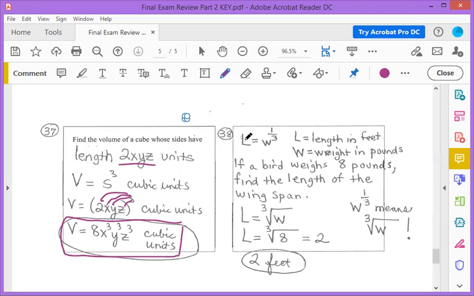Now we have the length is equal to the weight to the power of 1/3. If the bird weighs 8 pounds, find the length of the wingspan. So we're going to substitute the weight W with the number 8. So that's 8 raised to the power of 1/3. And we can write this 1/3 in root form. The denominator becomes our root. So we're really taking the cube root of 8. You can just plug that into your calculator and you'll get the wingspan of 2.